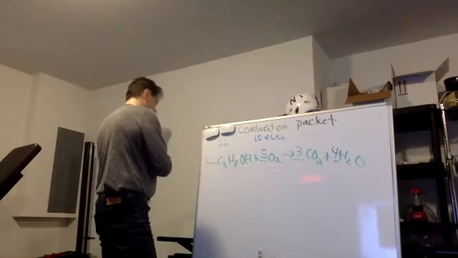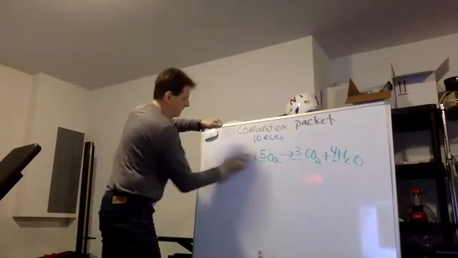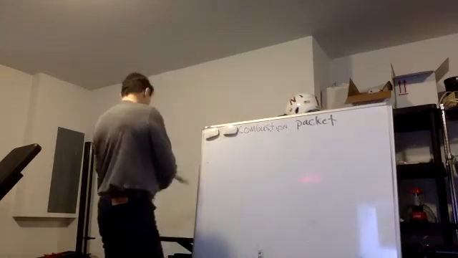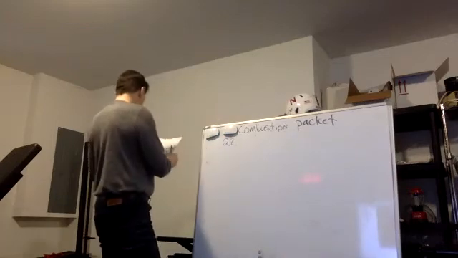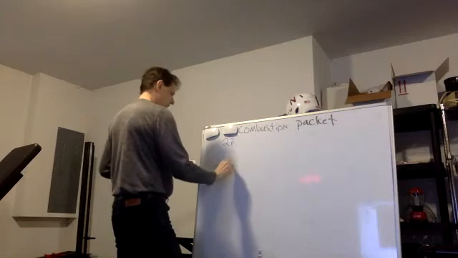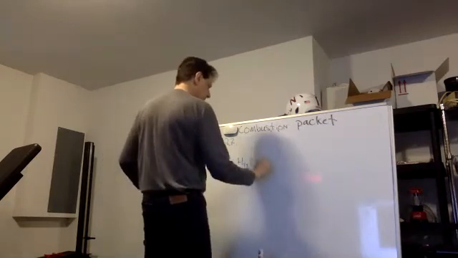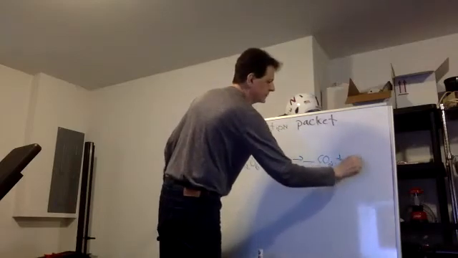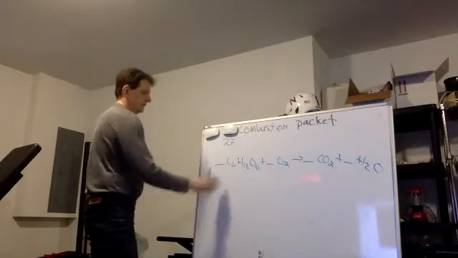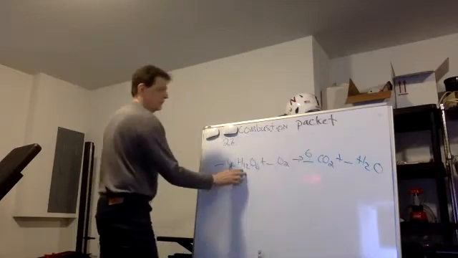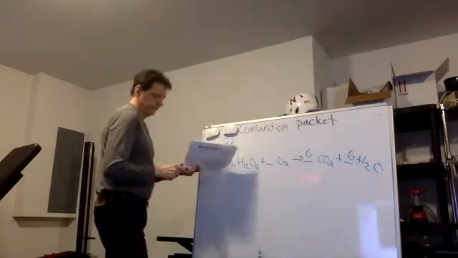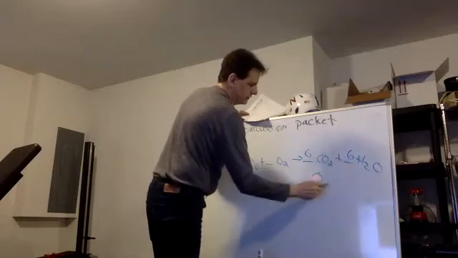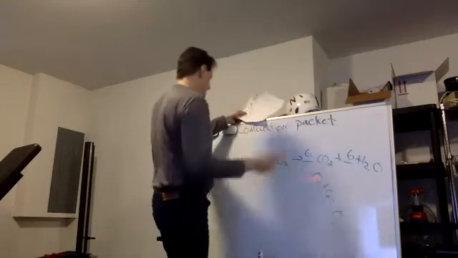6. 7, we've got C6H12O6 plus O2 to CO2 plus H2O. So we've got 6 for carbon, 12 for hydrogens. We need another 6. We've done this one twice before. 6 times 2 is 12. 6 times 1 is 6. The total here is 18.